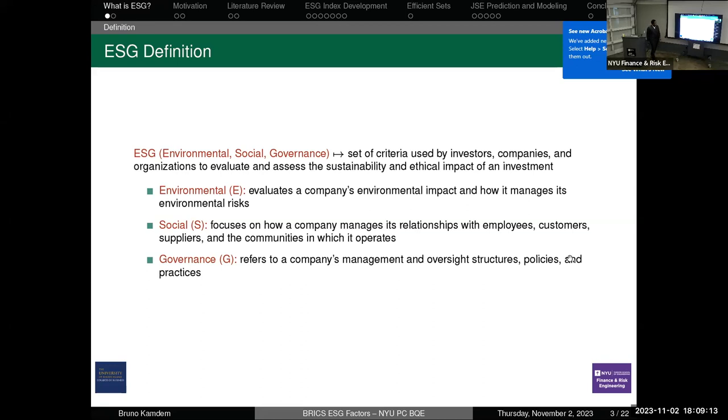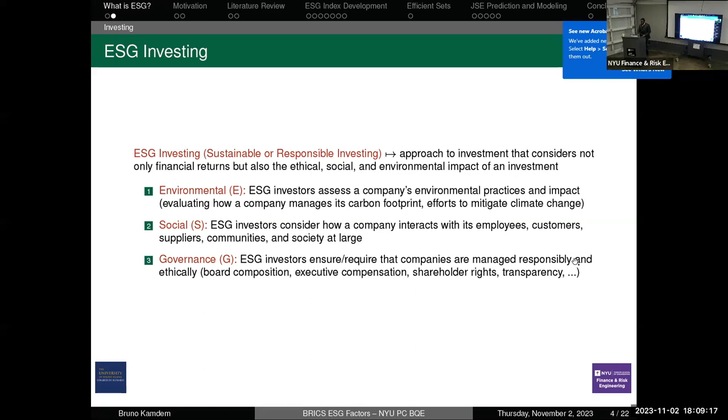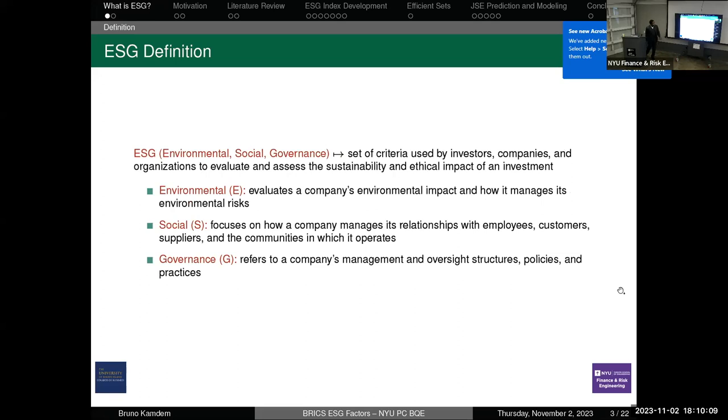Now, let's look at the ESG investing side. What is ESG investing? And by the way, as Priya said, I've been teaching for the past 2-3 years a class here called ESG Investment. It looks at all these issues related to ESG, the analytics, and we focus mostly on the quantitative side of it. It's not very narrative. It's engineering and a little bit mathematical based with coding involved. So ESG investing encompasses responsible investing, sustainable investing. It's an approach to investment that considers not only financial returns, but also the ethical, social, and environmental impact of an investment, right?